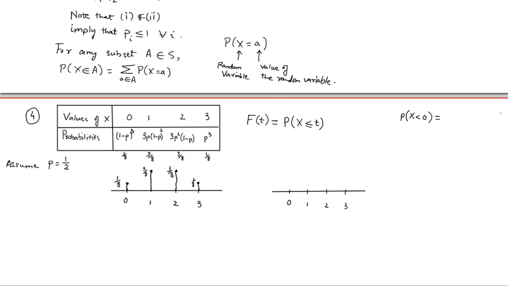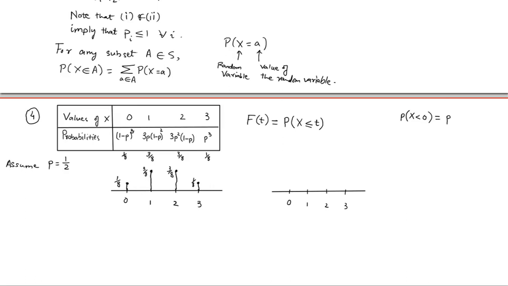Do you see the values of x on the screen? The possible values of x on the screen, do you see them? Yes, sir. What are the possible values of x? So 0, 1, 2, 3. Okay, now can you answer this question for me? Probability of x less than 0? So 0. Yes, x cannot be less than 0. X can only be either 0 or 1 or 2 or 3.